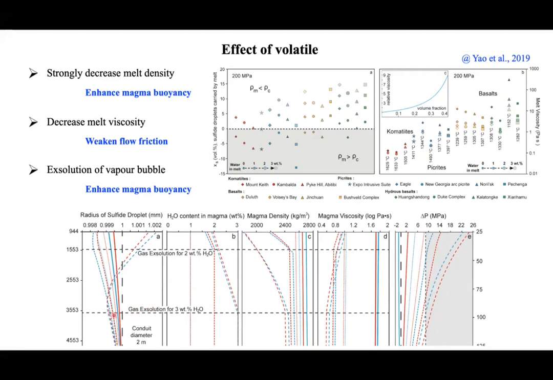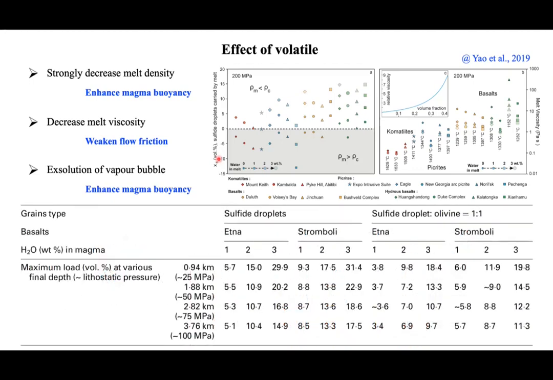We can see that if the system contains 3% of water, it will form vapor bubbles, maybe at 3,000 kilometers deep, and it will quickly decrease the magma density and slightly increase the magma viscosity. And finally, they will strongly increase the magma overpressure. So the addition of water or CO2 will strongly increase the carrying capacity of the sulfide droplet. So this is the related model.